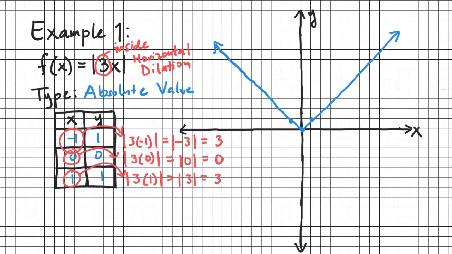So my new points are going to be -1, 3. -1, 3 is up here. 0, well, I plugged it in and I got 0. So the other point's going to be 0, 0 again. And then the other point is 1. When I plugged in 1, it gave me 3. It's going to give me this.